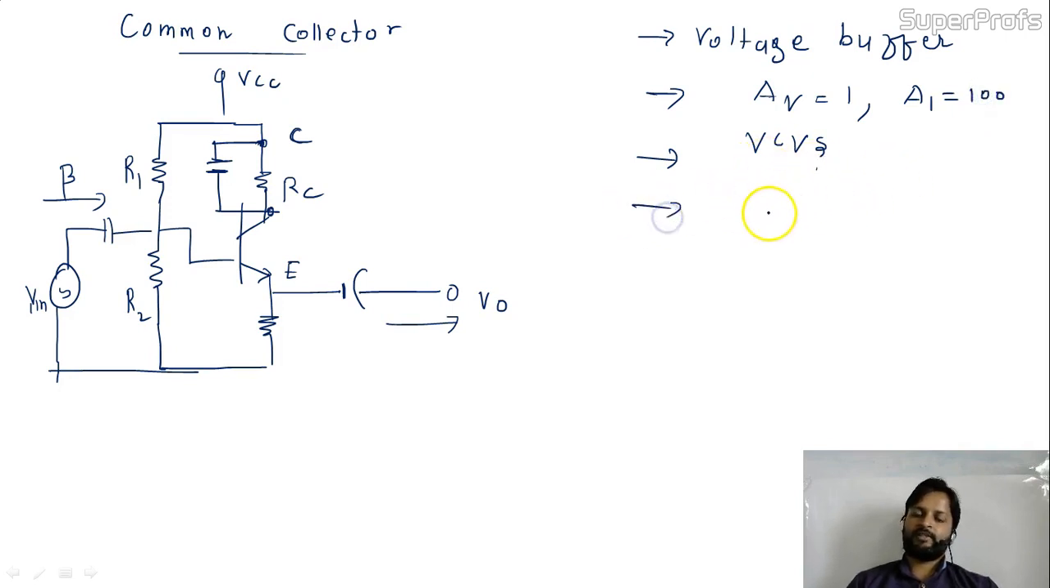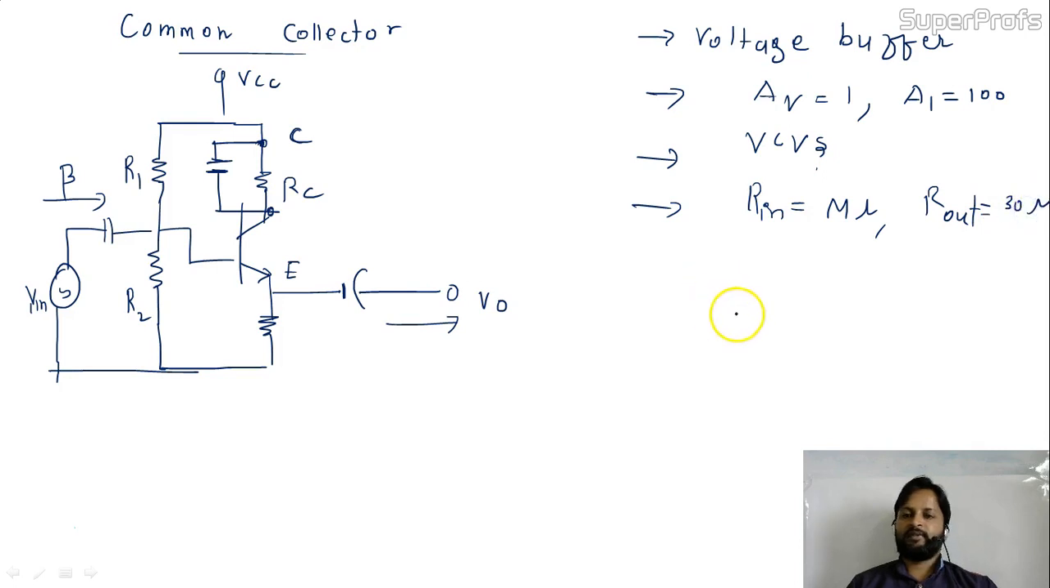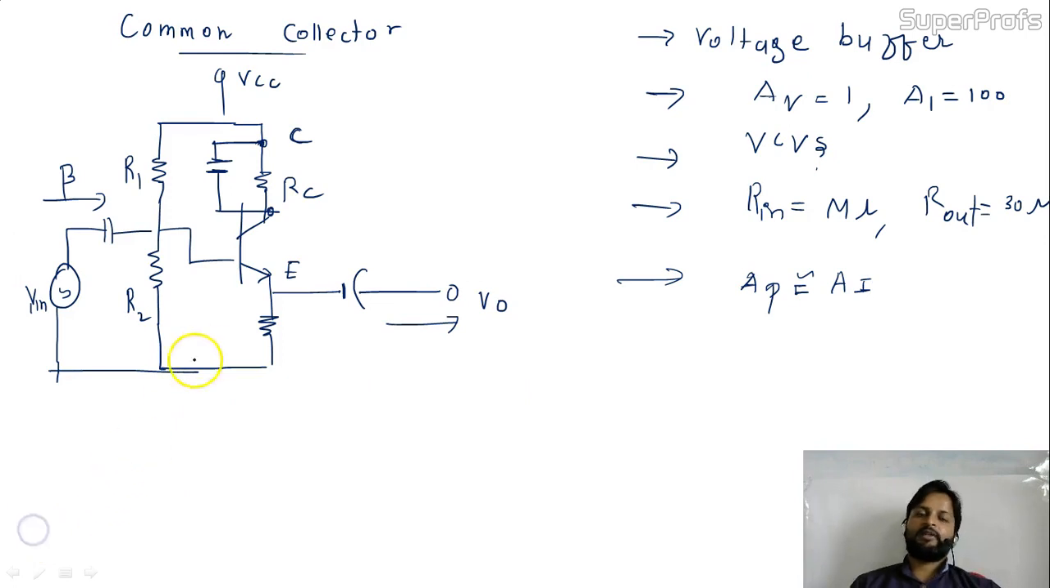If this is a voltage controlled voltage source, then R in will be in mega ohms and R out will be in 30 ohm and something. Is it okay? So for the common collector, the power gain is nearly equal to AI only. Is it okay? Now we'll come to the common emitter, a very important one.